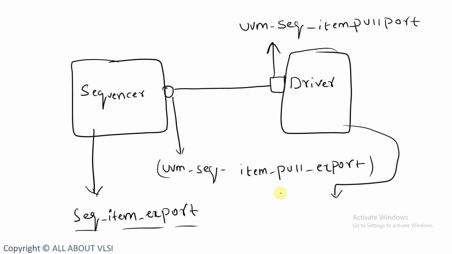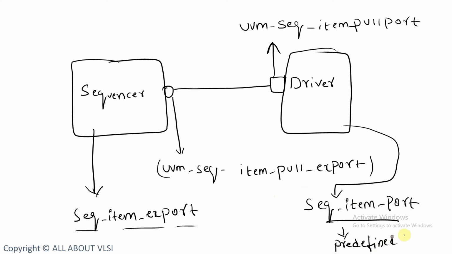In the TLM ports videos, if you remember, we created the instance of our TLM port using the new method. If you haven't watched those TLM port videos, please watch them; that is a prerequisite. But here everything is predefined. The handle present in the driver is seq_item_port. These two are predefined handles which are already declared, and you don't need to create any instance of them.